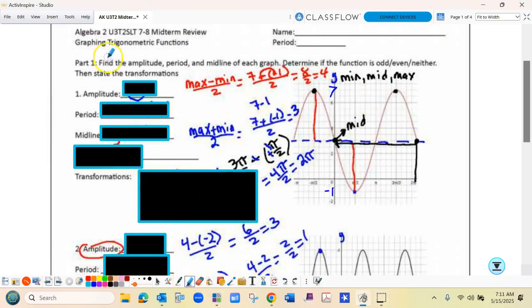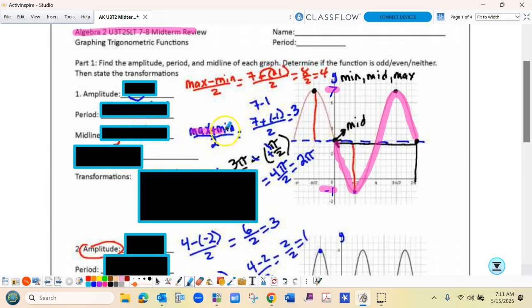Good morning. This is a review video for the Unit 3, Topic 2, Midterm. We're going to start with Part 1, Number 1. When I look at this graph, I can see that it is a reflected sine curve because rather than go to the max after the midline, we go to the min. There's your sideways S. I also notice that the max is at 7. The min is at -1.